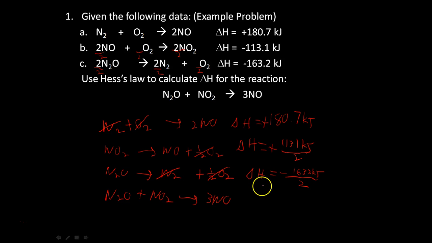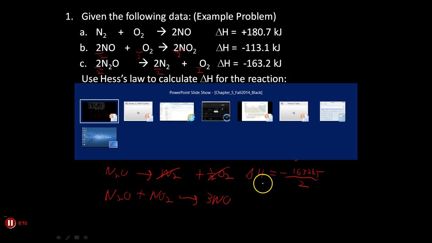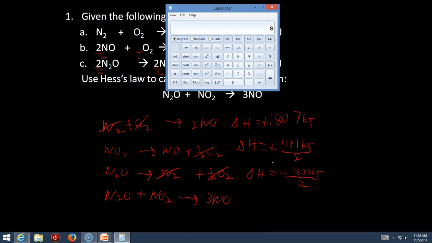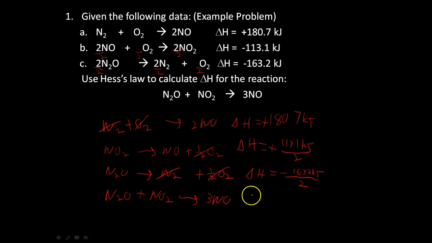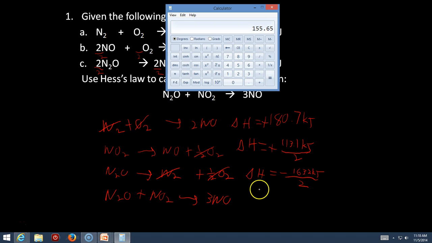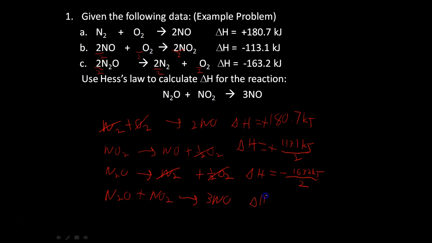Now we just need to add up all the enthalpies. So if we get out our calculator, we see that we have 180.7 plus 113.1 divided by 2, minus 163.2 divided by 2. And we end up with an overall reaction enthalpy of 155.65 kilojoules, and we're going to round that to the first decimal place. So 155.7 kilojoules of energy for this overall reaction.